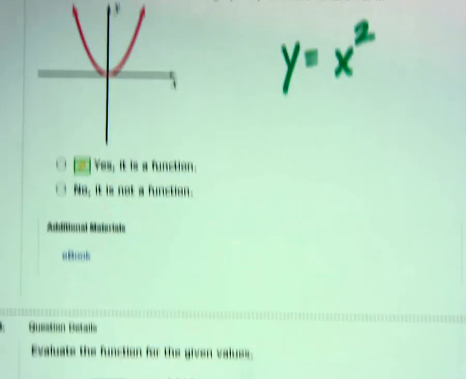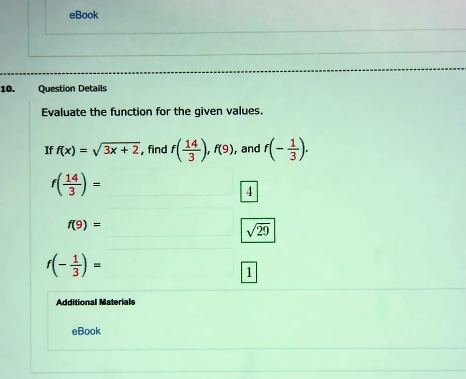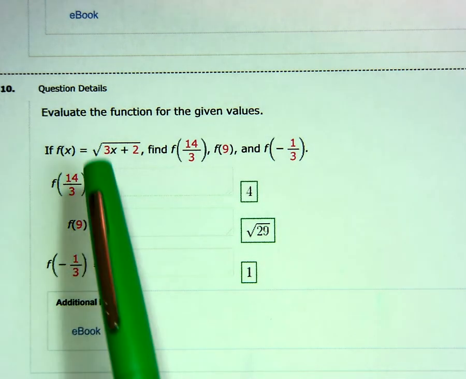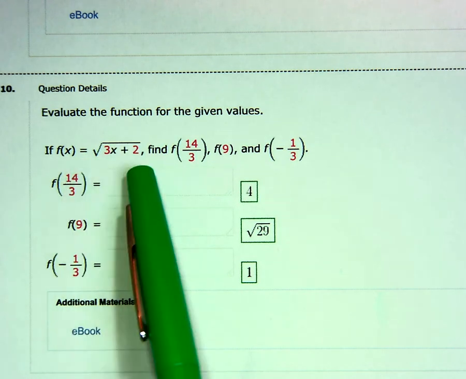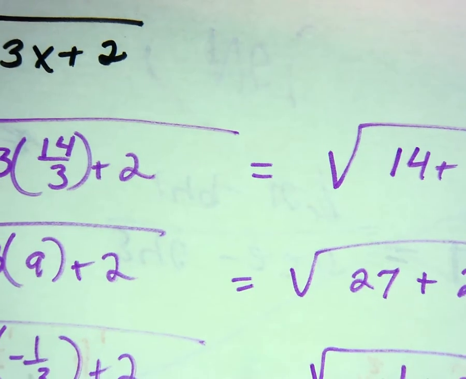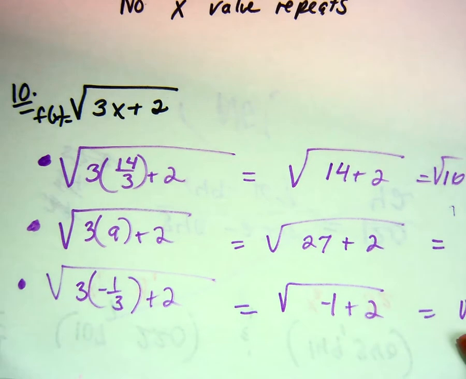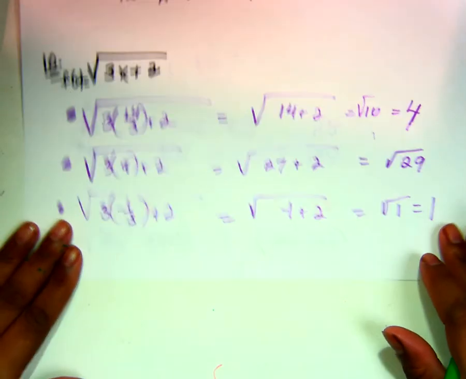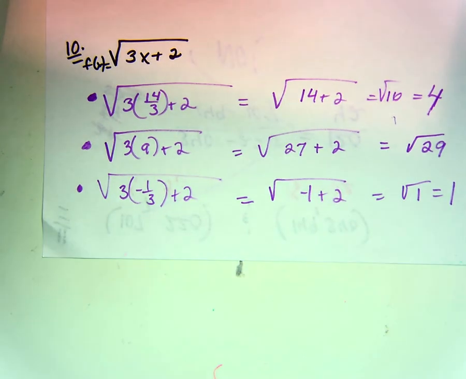Moving on. Here's an example of a function, aka an equation, where you have to use substitution. It wants you to substitute 14 over 3, 9, and negative 1 over 3 into the equation, square root of 3x plus 2. So a function is just like an equation. Well, let's see what's going on right there. So again, I'm going to do not a lot of it, but quite a bit. We're zooming in and out and changing papers, because I tried to work out the problems before I presented them.